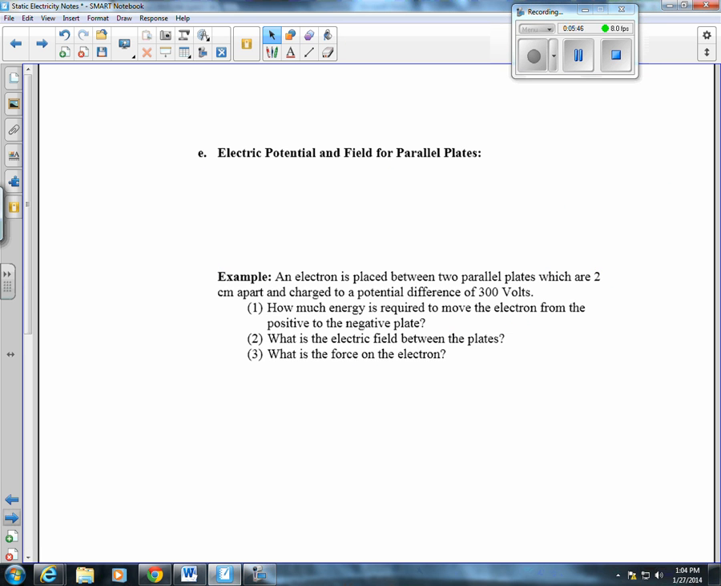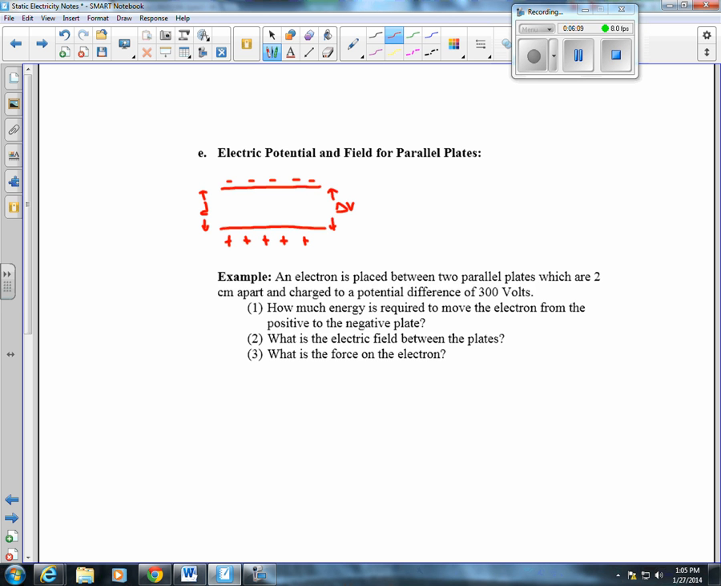Next page, electric potential and field for parallel plates. So if I have two parallel plates like this, let's say this one's positive down here, this one's negative up here, it's going to have a voltage difference across it. There's going to be some distance across here.